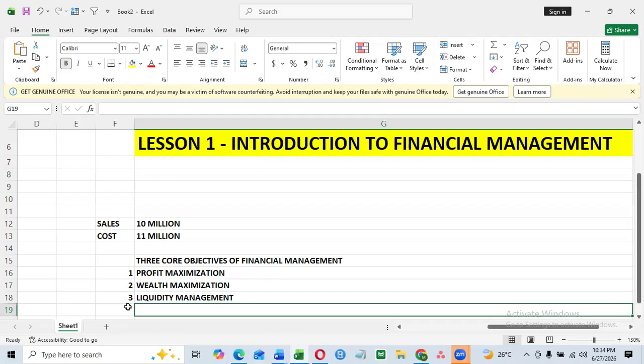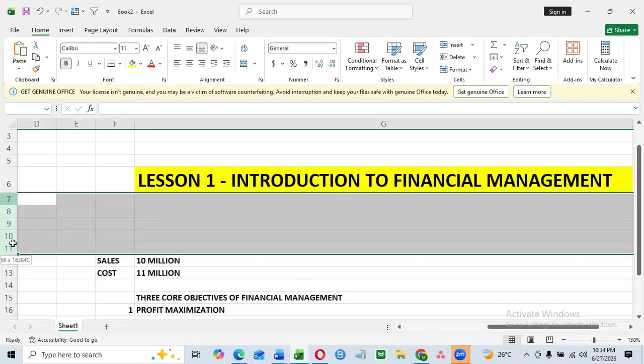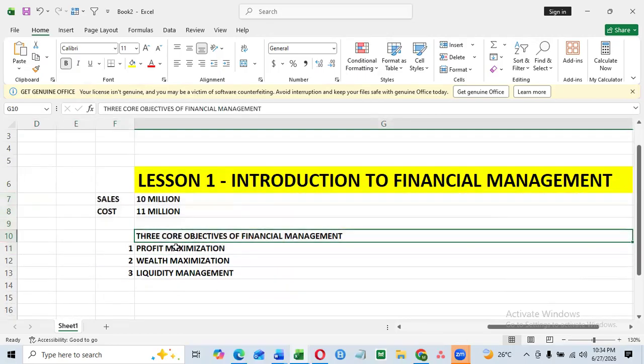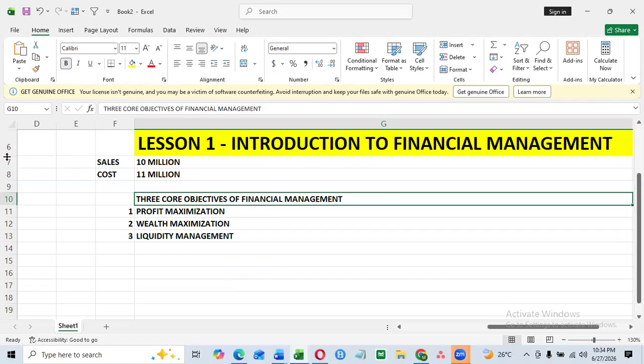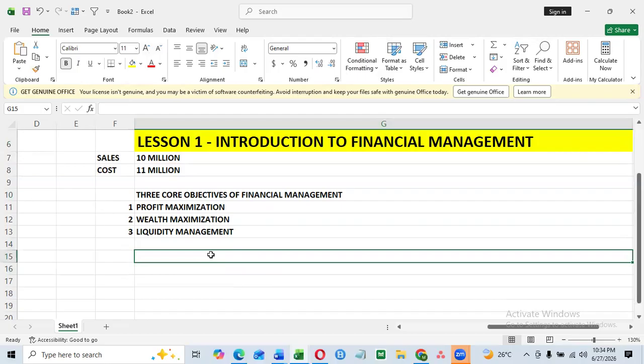Quickly, let us look into the three pillars of financial management.